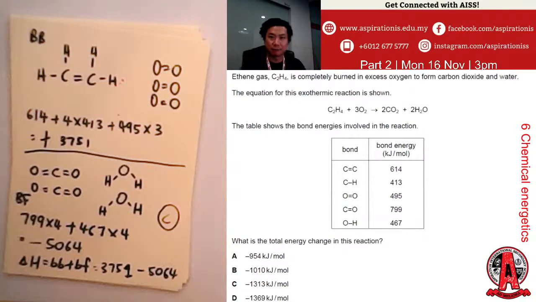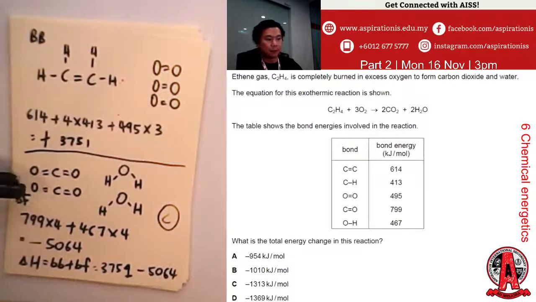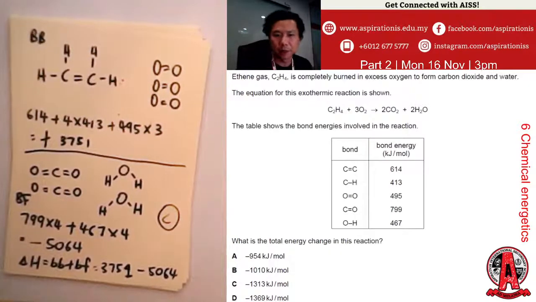Okay, I hope those who were not clear are clear now. Just remember, bond breaking happens with the reactants and bond forming happens with the products. Bond breaking is positive, bond forming is negative, and this is the formula. So you should be well acquainted with that. Moving on. Any questions, please put them in the chat.